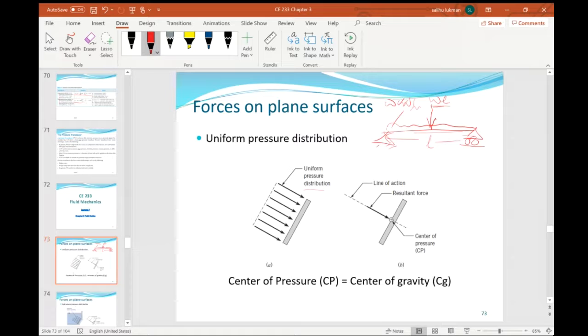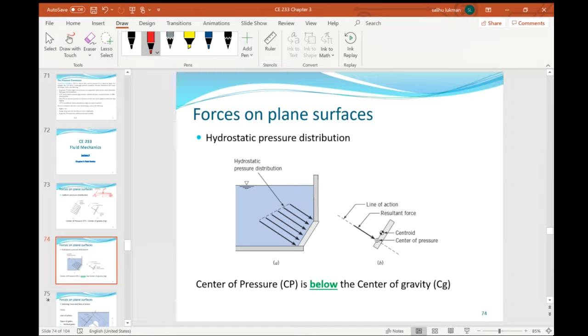In the same way here, this uniform pressure distribution, which is a result of the force acting, can be represented with the resultant force, with the line of action going through the center of pressure. The center of pressure in this case will be the same as the center of gravity. We'll be calling it CP, center of pressure.